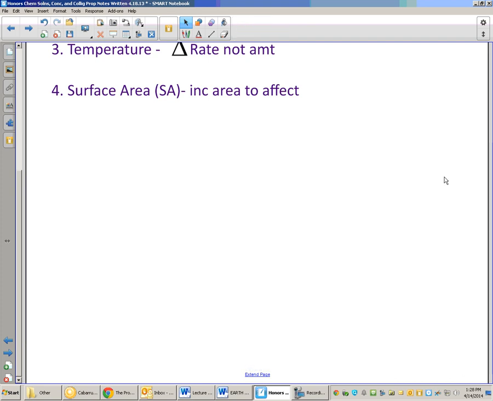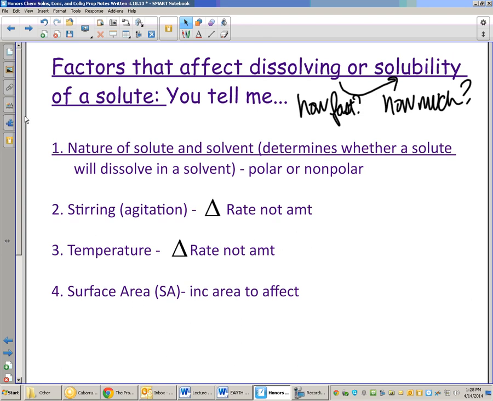The things that can affect dissolving ability or solubility are, if they are going to dissolve, is it polar and polar, or nonpolar and nonpolar? If not, they don't want to dissolve with one another. So that's called the nature of the solvent and solute.